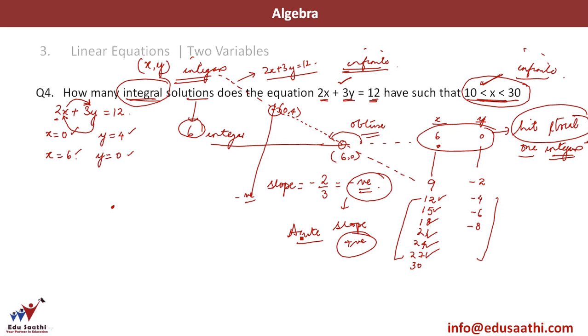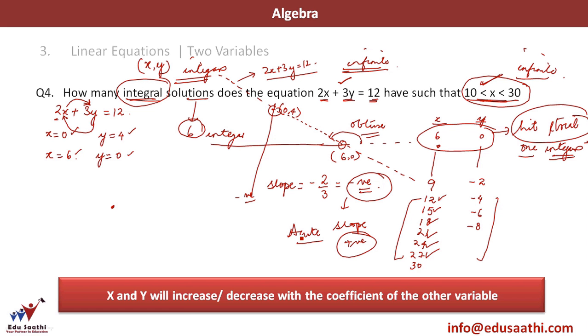So a very important thing to consider is that x and y will increase or decrease with the coefficient of the other variable. Now how will you decide between increase and decrease? Look, here 2x plus 3y is equal to constant. If the sum of two things is constant, if one will increase, the other will have to decrease. So if the value of x is increasing, the value of y would obviously decrease.